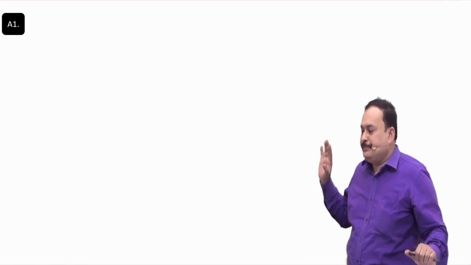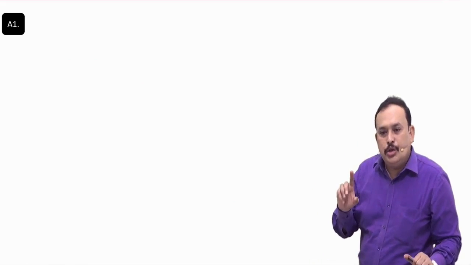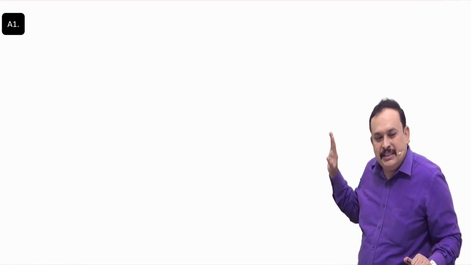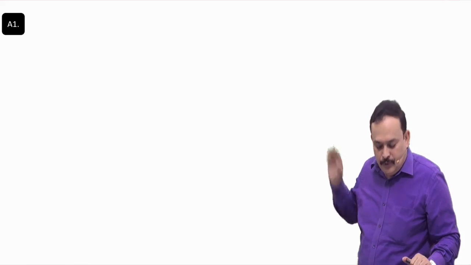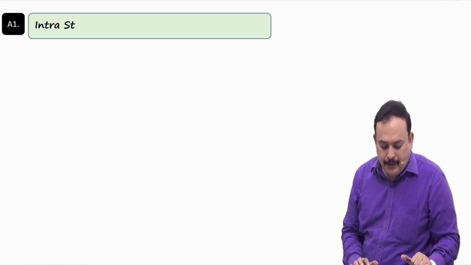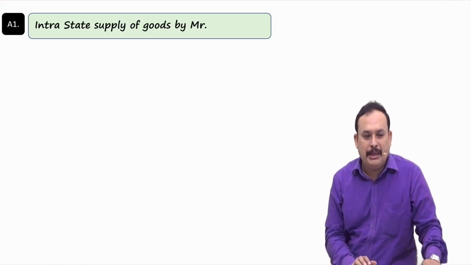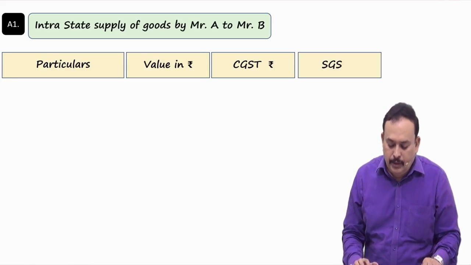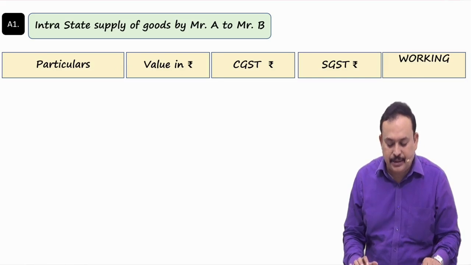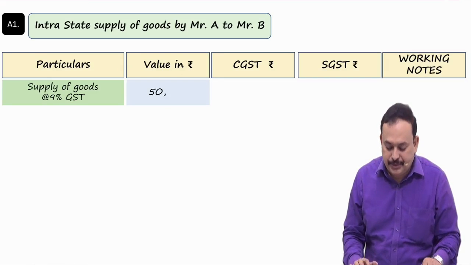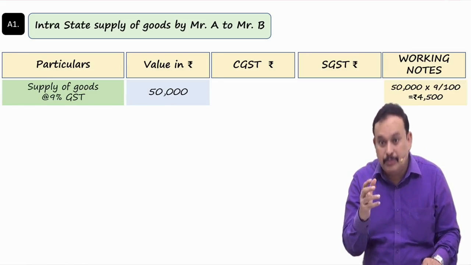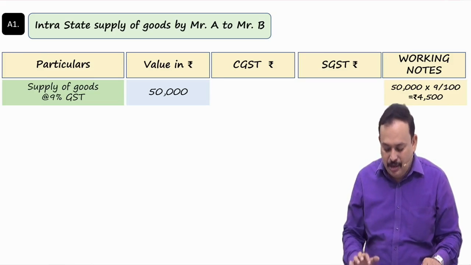Now look here. Answer to question number 1, A1. Neatly record, here, one by one. Interstate supply between A and B. CGST, SGST will attract, with the working notes. You please make a note. What I presented as a working note was for understanding the subject by listening. Now you neatly record.